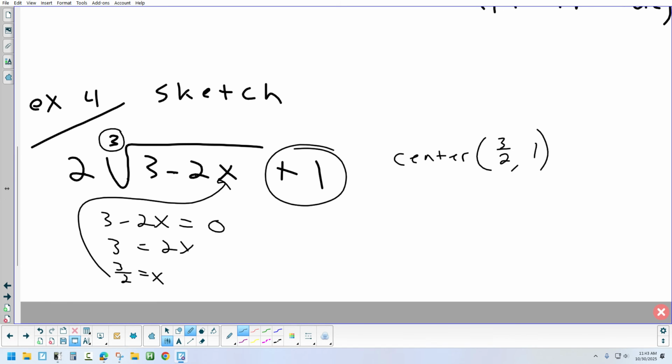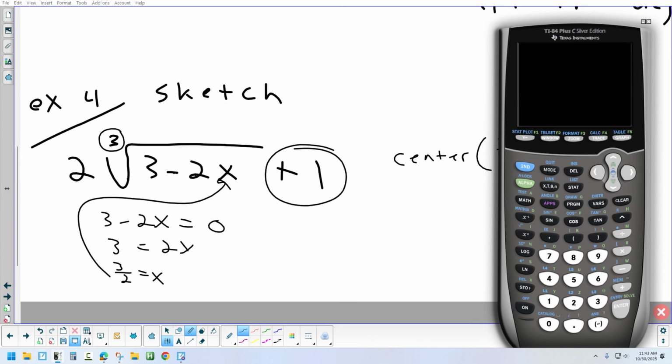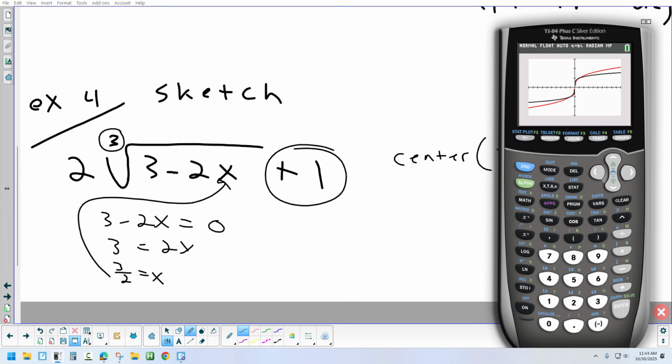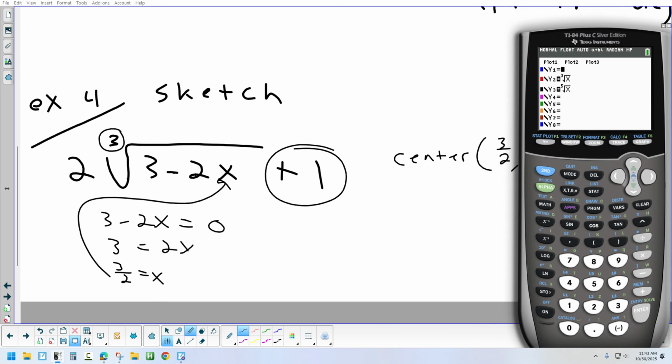All right, so we've got our center. Now, to get some other points, the fastest way is to use the calculator. You don't need the graphing calculator, but it is faster if you use the table to plug it in. Then you don't have to try to pick numbers by hand and do it out every time. But you could. It's not impossible. So we need 2 times the cube root of 3 minus 2x plus 1. That's how it should look when you type it in.